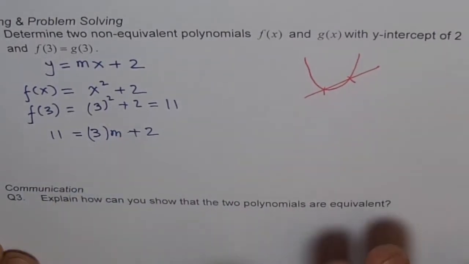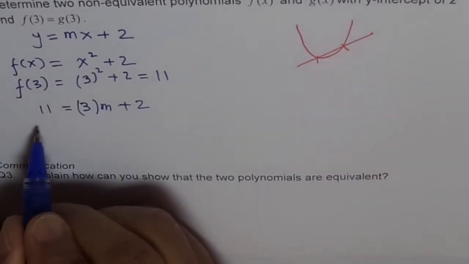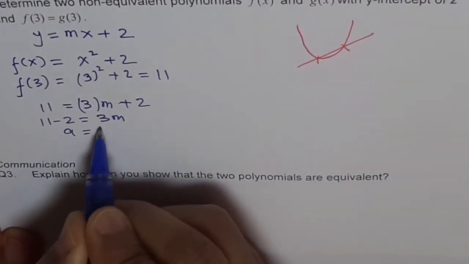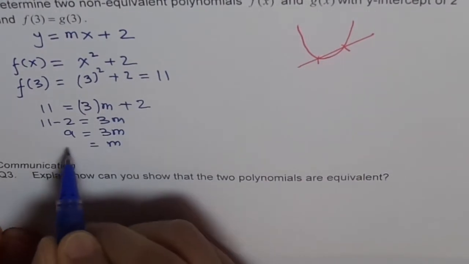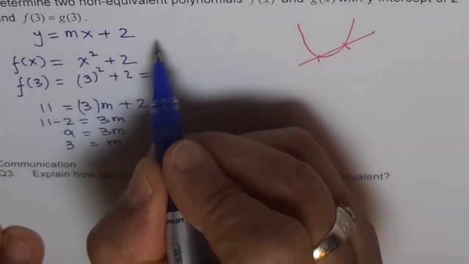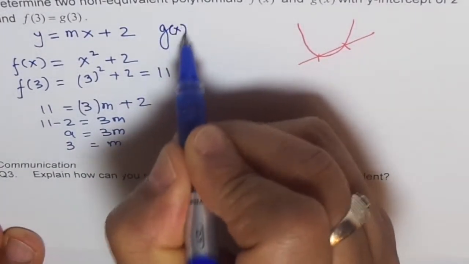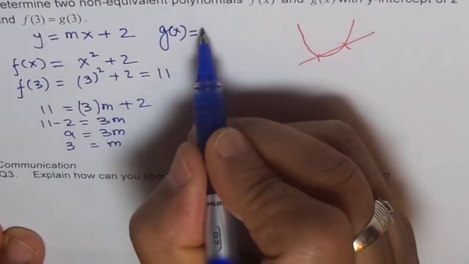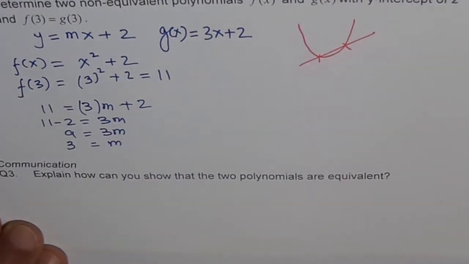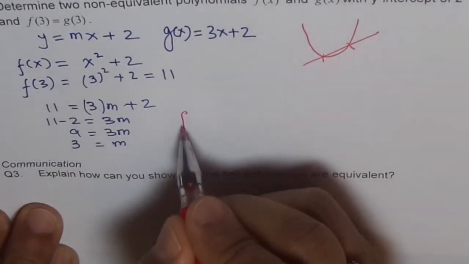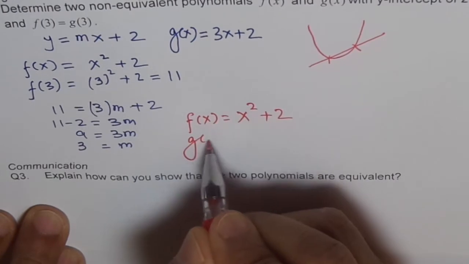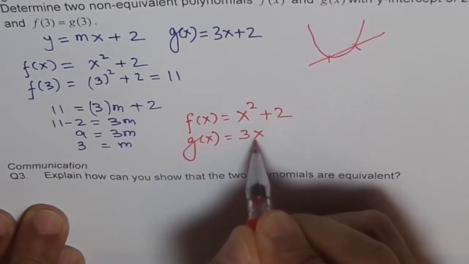Now we'll solve it. We'll take 2 to this side, and in that case it will be 11 minus 2 equals 3m, or 9 equals 3m, or the slope of the line is 9 divided by 3, which is 3. Therefore, what is our g(x)? I can write g(x) equals 3x plus 2. Do you see that? So the answer for us is that f(x) equals x squared plus 2 and g(x) equals 3x plus 2.